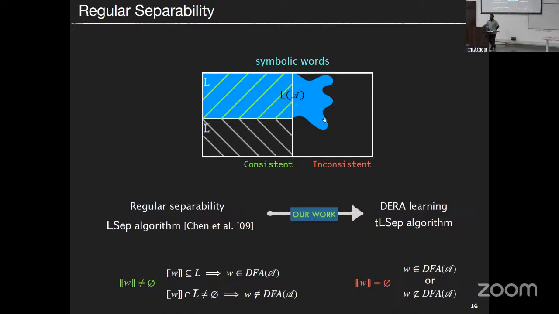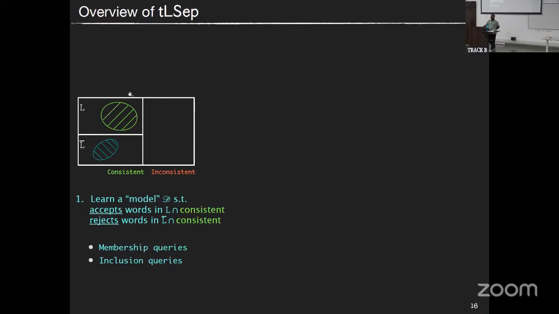I say regular separability because it turns out that everything in these small boxes is actually regular. So we use a regular separability algorithm called LSEP, by Chen and others, to learn the DERA, and we call that LSEP. Let me give you a high-level overview. This is the same box, but we start by learning a model D that accepts some words which are consistent and inside L, the green ball, and rejects everything in the gray ball.